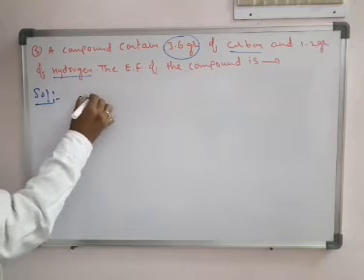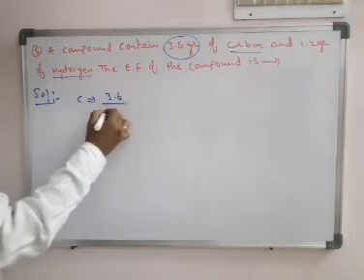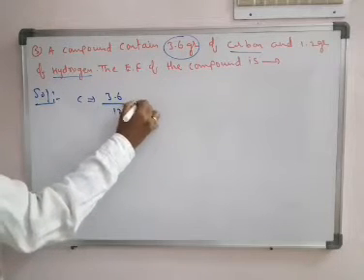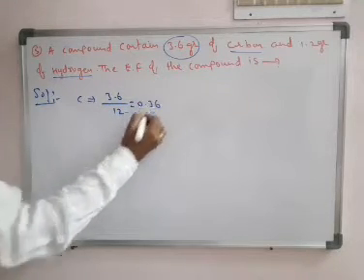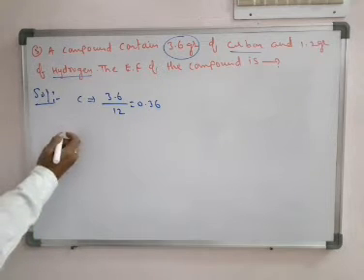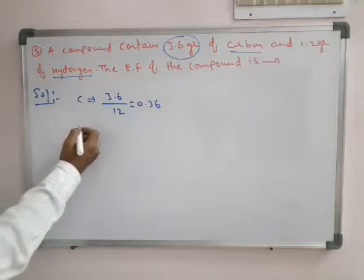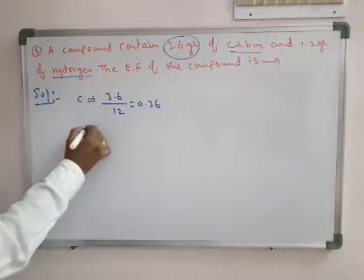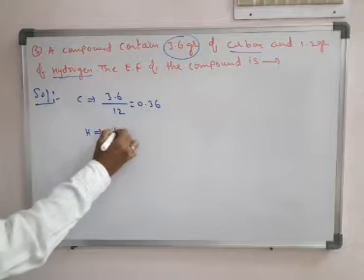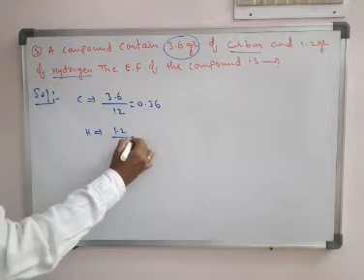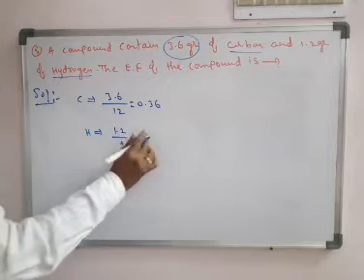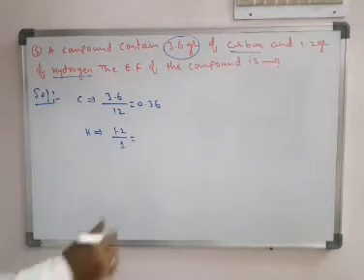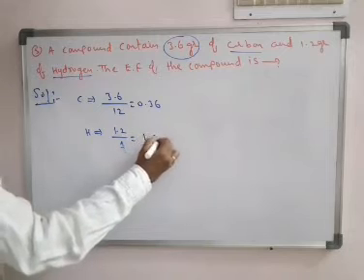So what is given for carbon? The weight is 3.6 grams. Next, for hydrogen, 1.2 grams is given.